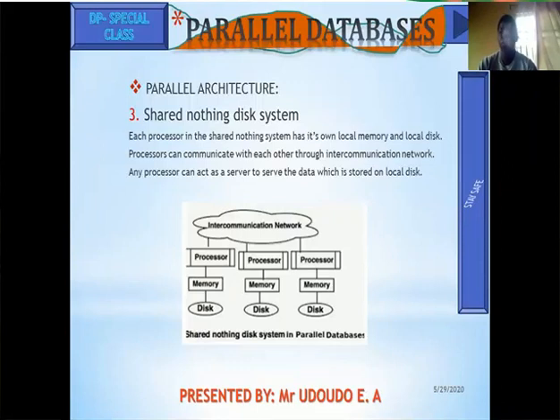Because it is the same company, they share nothing, yet in a parallel database, it is the same company that owns these different branches. Should the headquarters of, let's say, Zenith Bank in Lagos not have a connection with the branch in Port Harcourt or in Abuja or any other place? No. Even across the country, there still needs to be interconnection. Okay, this is about shared nothing.